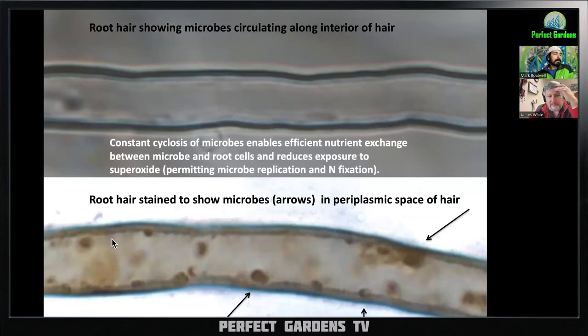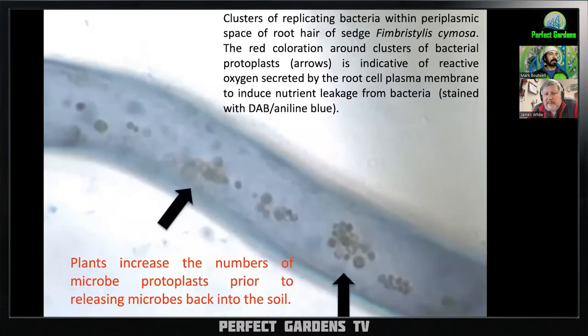If you look at the picture below, you see the hair, and you see now the red in the picture below, that's reactive oxygen around the bacteria that are in there. All those shadows going around, those are the bacteria that are processing, moving around. So the plants are processing these microbes and then they're ejecting them out of the tips. This actually shows that.